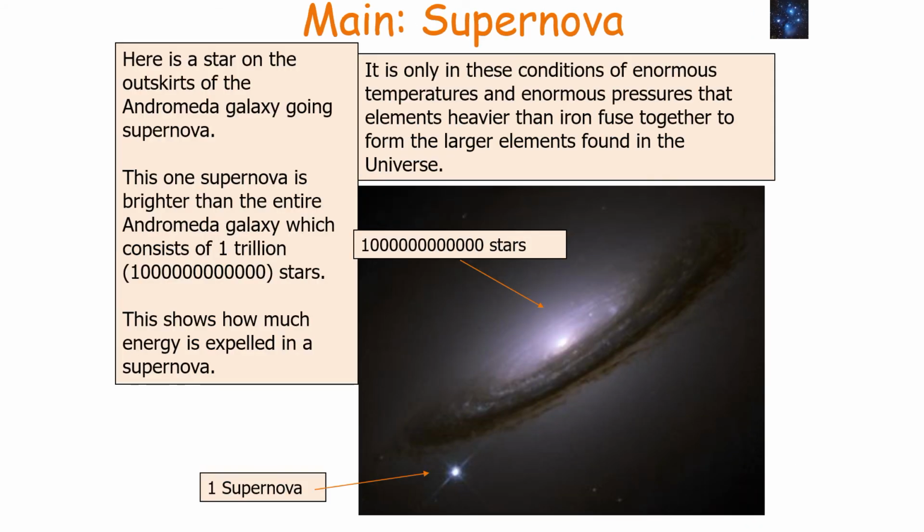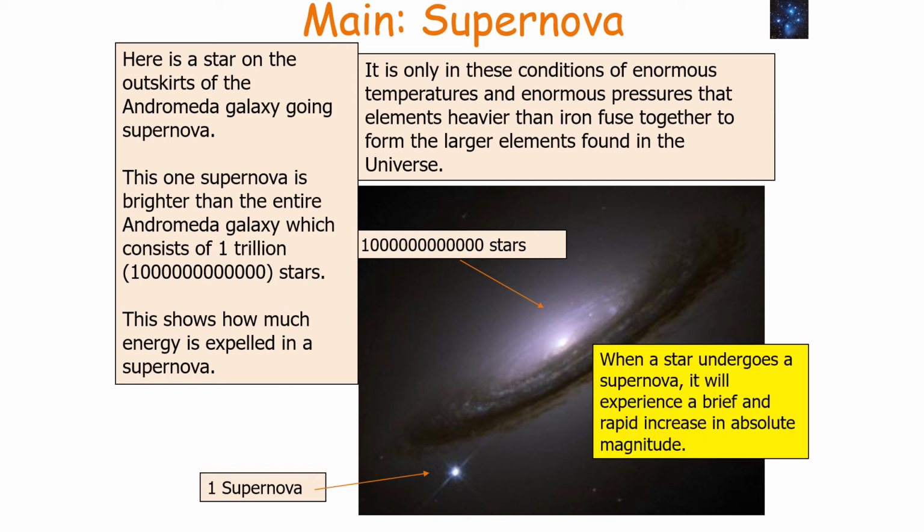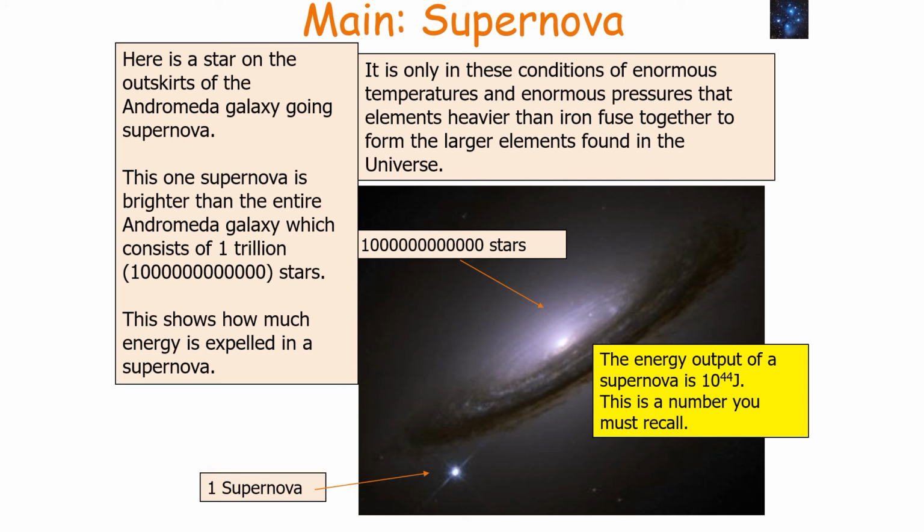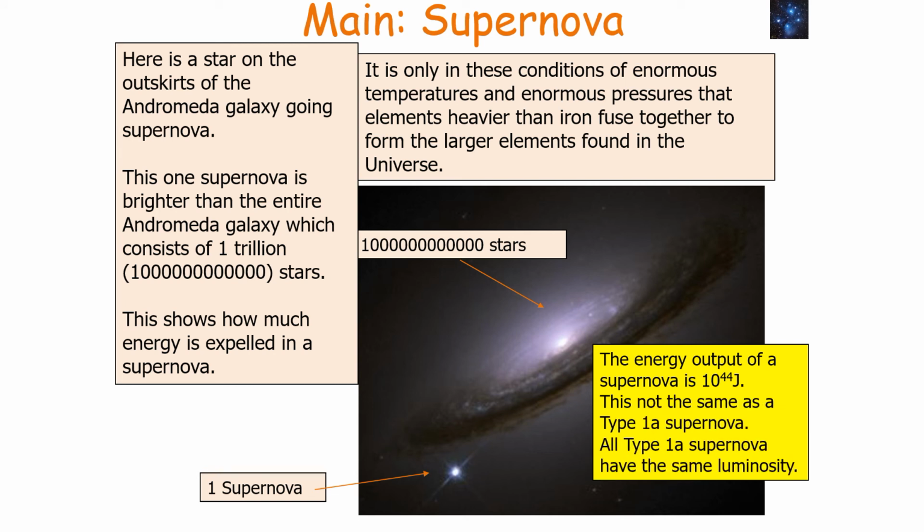So you can see in this particular image that one supernova has a luminosity which is similar to 1 trillion stars. So when a star undergoes supernovae, it will experience a brief and rapid increase in absolute magnitude. Now the energy of a supernova is 10 to the 44 joules, and we call this type of supernovae a type 2 supernovae. This is not the same as a type 1a supernovae, which all have the same luminosity, so it can be thought of as a standard candle.